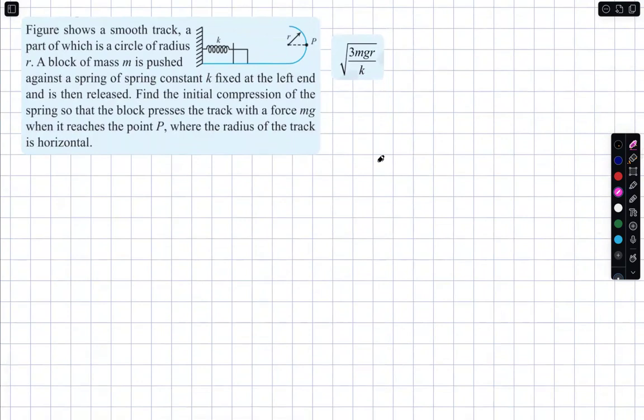Figure shows a block of mass M pushed against a spring of spring constant K fixed at the left end and then released. The block presses the track with a force mg when it reaches point P. I know only one data at this point of time.